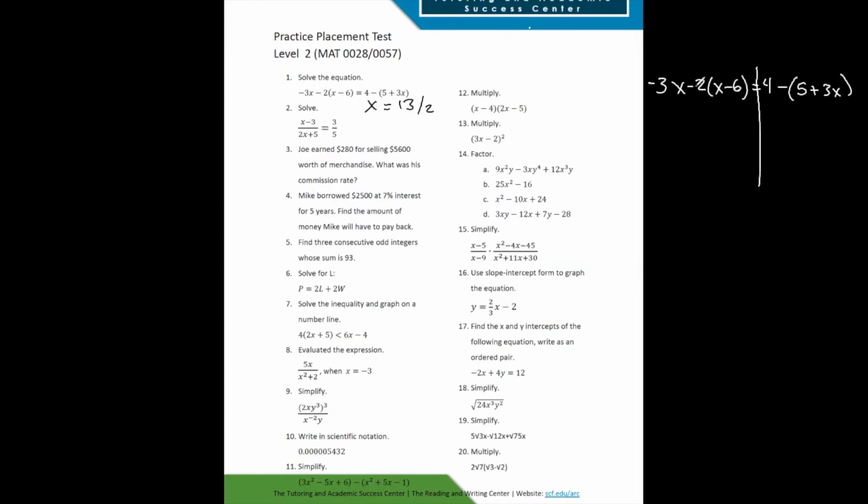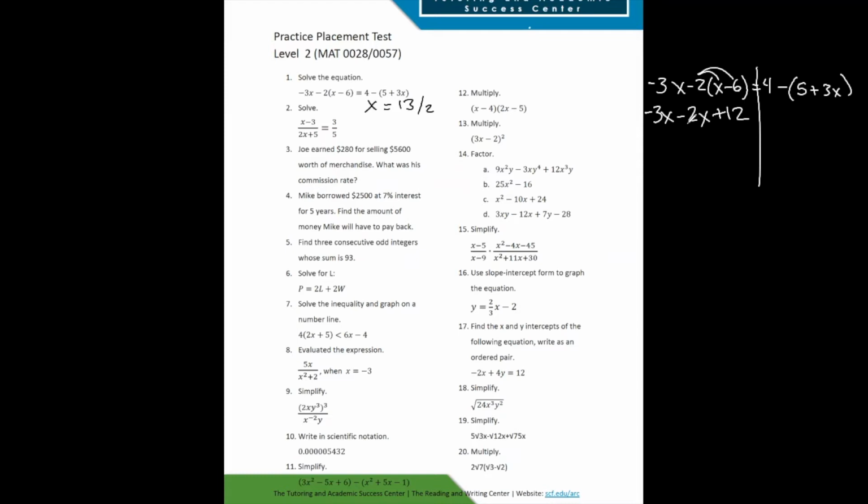So on the left side, I realize that I have that negative 2 that I can share with this group of parentheses. The negative 3x will stay exactly the same, but negative 2 times x is negative 2x, and negative 2 times negative 6 is positive 12.